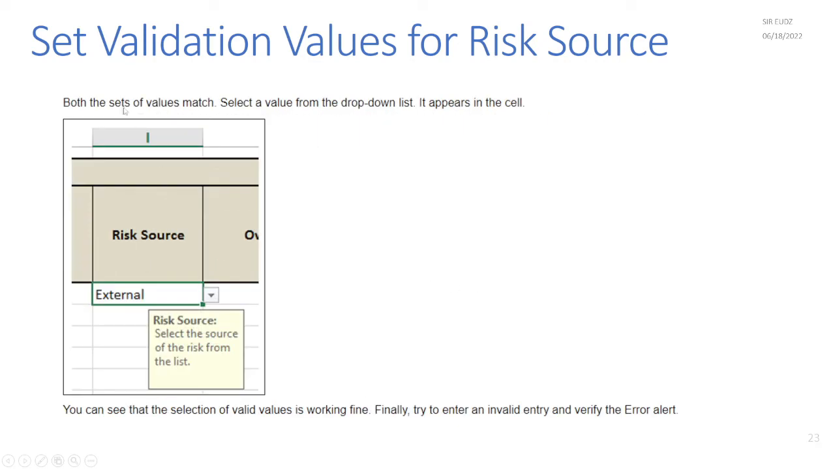So both the sets of values match. Select a value from the drop down list. So it appears on the cell. So we already have done that. You can see that the selection of valid values is working fine.